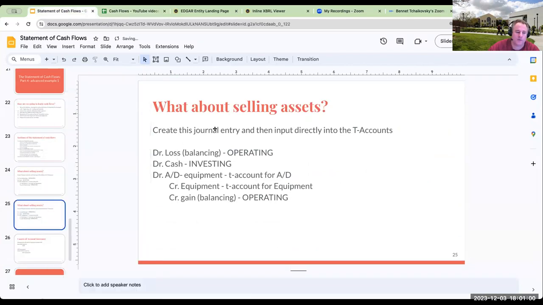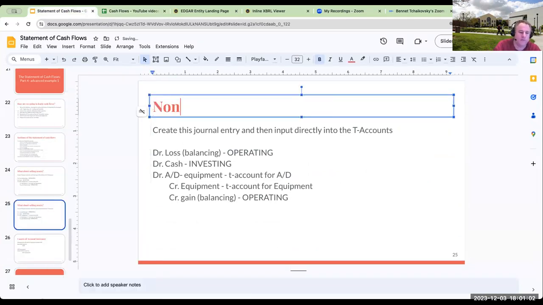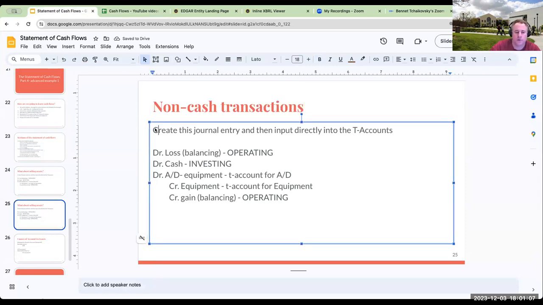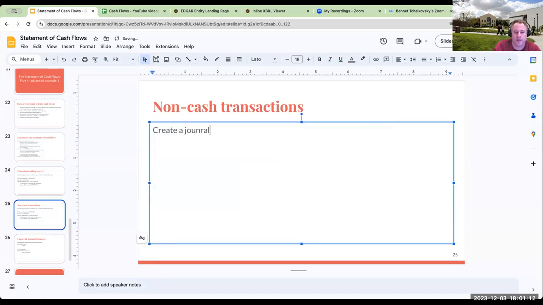Okay, so for non-cash transactions, what do we do? We're going to create a journal entry, input this into the T accounts. Very important to do. And then lastly, we're going to disclose the transaction at the bottom of the statement of cash flows.